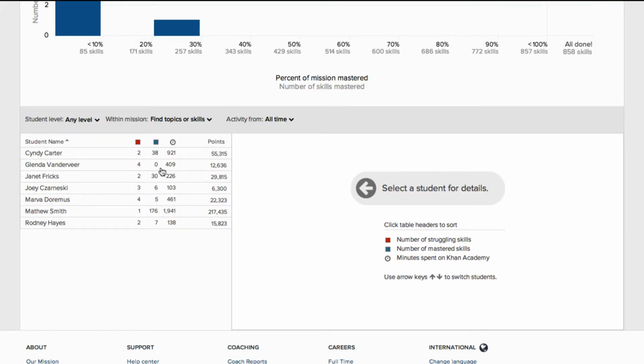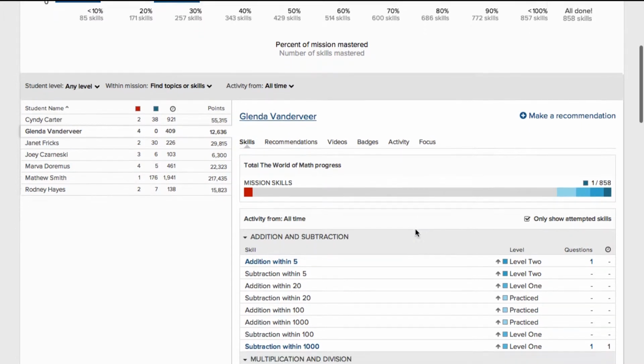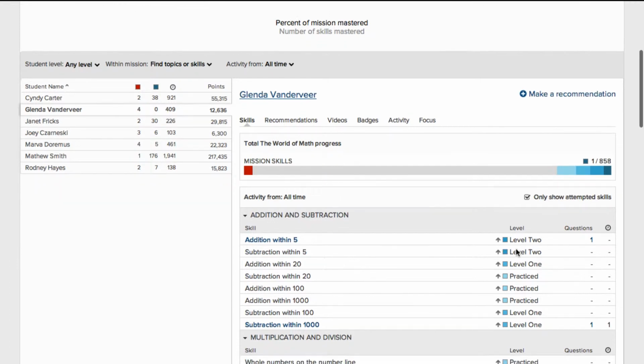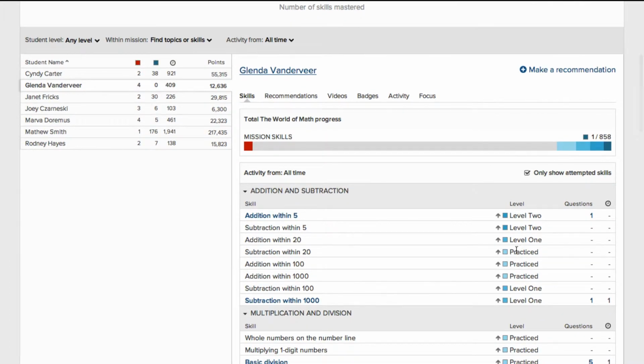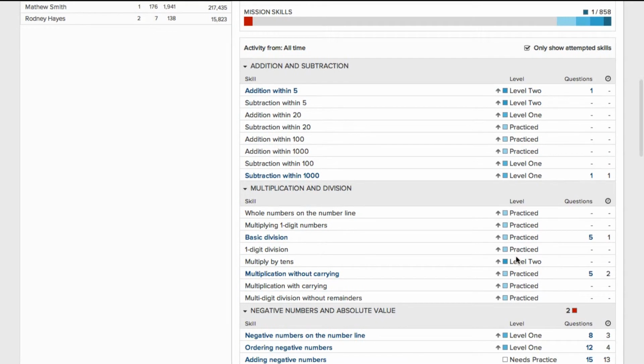So let me click on Glinda, and this brings up a list of all the skills that she had worked on Khan Academy and how far that she'd gotten with each skill. So Glinda was, Khan Academy calls it a level 2, and there's only 2 levels on Khan Academy before it says that you're mastered. But she was a level 2 in addition with 5, and she had practiced certain things like addition within 100. So these very basic skills she had all practiced.